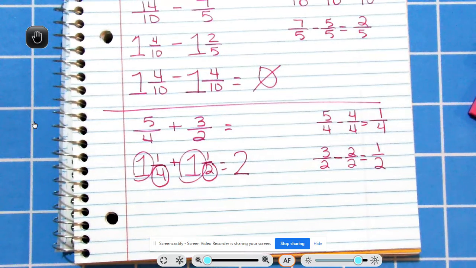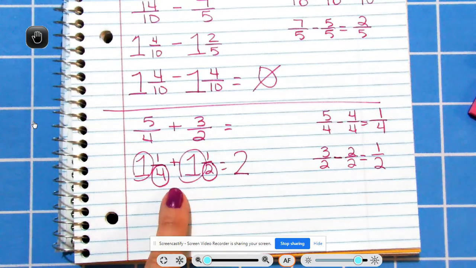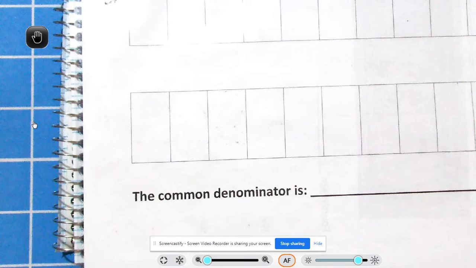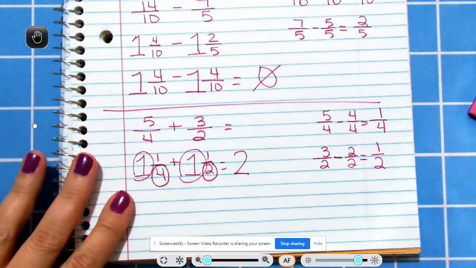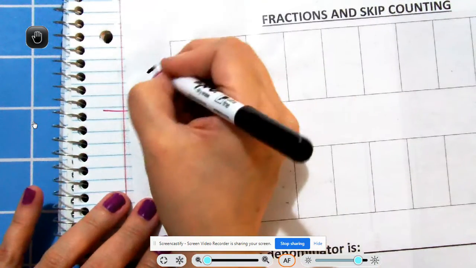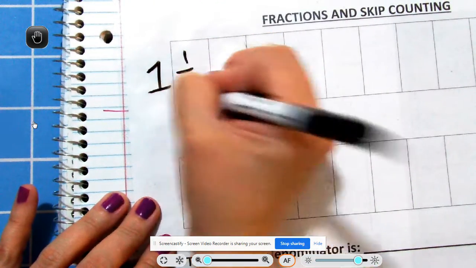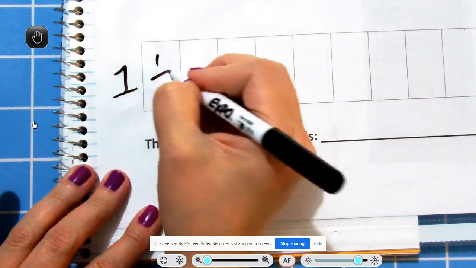Your denominators do not like each other, and probably we should have waited to add those, not really in 4th grade, but just always make sure you have like denominators before you add your whole numbers, because eventually you'll start regrouping. All right, so we have 1 and 1/4, and then 1 and 1/2.